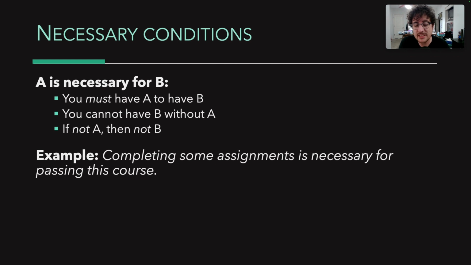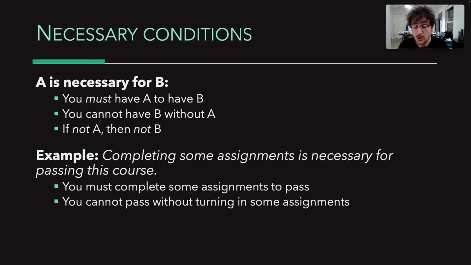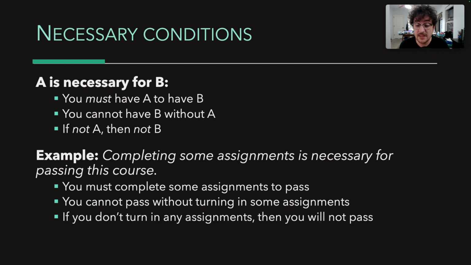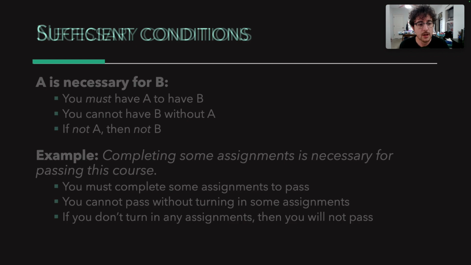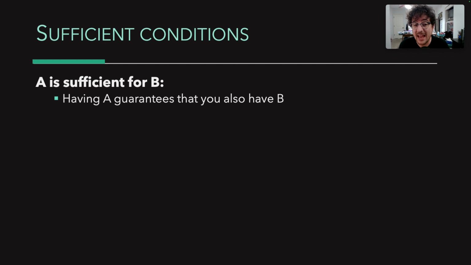An example here is, in this course, completing some assignments is necessary for passing, because you must complete some assignments to pass. And you can't pass without turning in any assignments. And if you don't turn in any assignments, then you won't pass. Now, on the other side here, we have sufficient conditions. To say that A is sufficient for B means that, well, having A is already guaranteeing that you have B, or A by itself is already enough for B, or if you have A, well, then you have B.